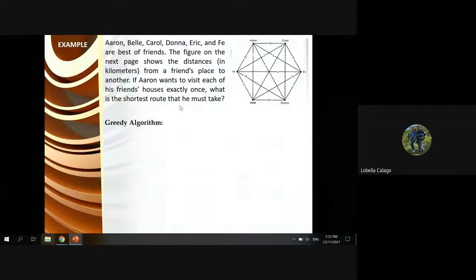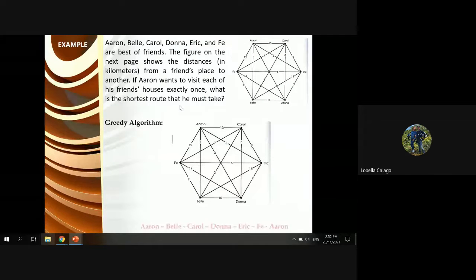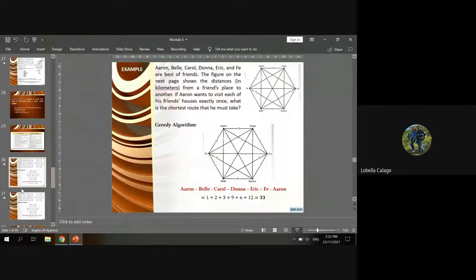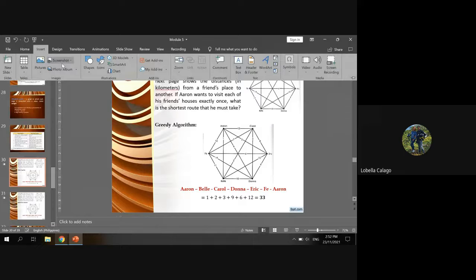Ayan. So, kukunin natin kay Aaron going kay Belle. Ito. Paano ba yan? Kailangan ko ipakita sana. Okay. So, I guess I'm going to use ito na lang, no? Kasi wala akong line. Para mas makita ninyo. Wait.